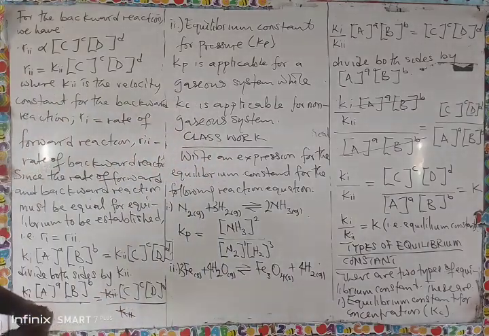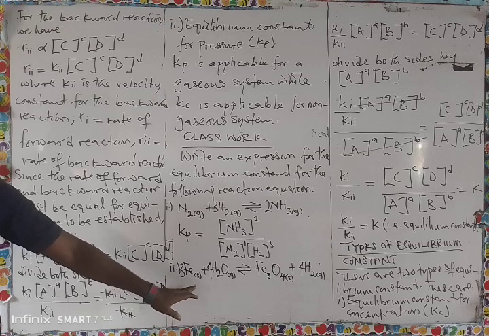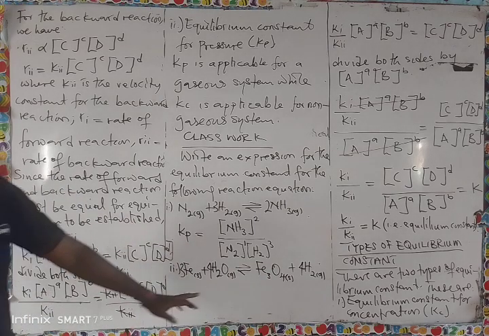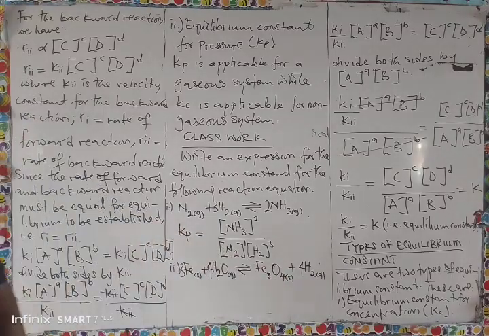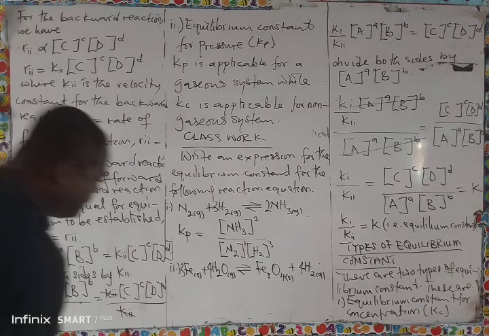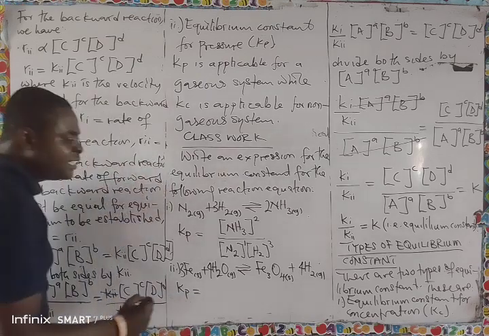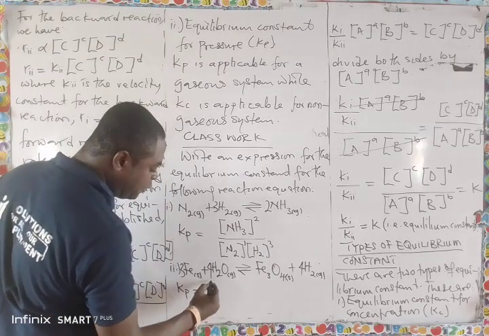Please look at this. This one is a mixture of solid and gaseous system. So we are going to separate the gaseous system from the non-gaseous system, so you are going to have both Kp and Kc. Let's look at the Kp. What is the product? The gas. Only the gases are the product.